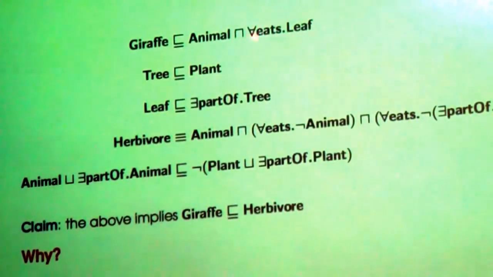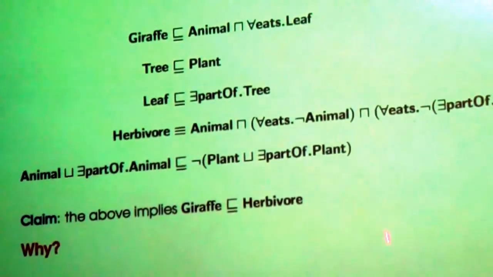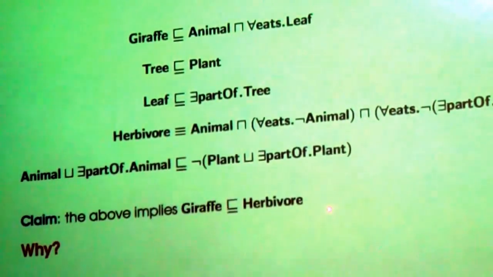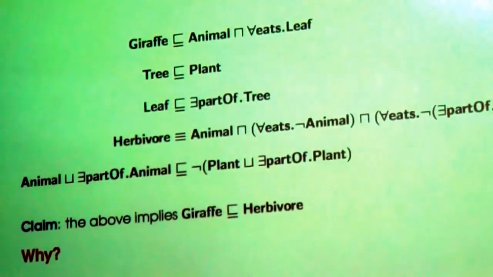So indeed, if I only eat leaves, it means that I only eat things that are not animal, and I only eat things that are not parts of animals. So they're not equivalent. These expressions don't mean the same thing, but indeed this is stronger. This implies this, and this implies this. When you put it together with these, you need these three other axioms. You have to chain the reasoning together, and then you're able to infer indeed that we satisfy these conditions, and so giraffes are herbivores. Okay, good.